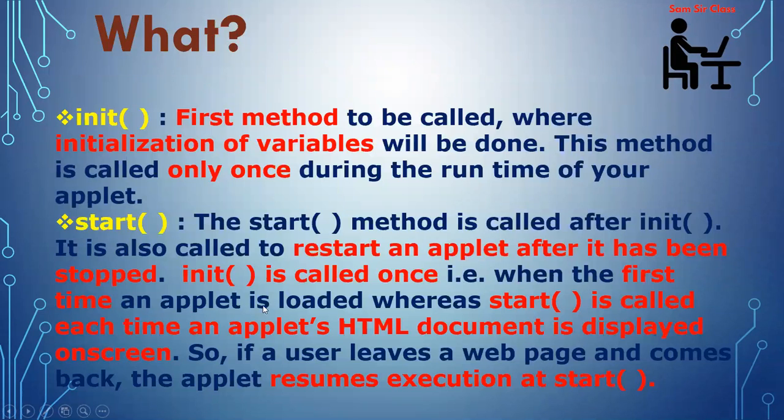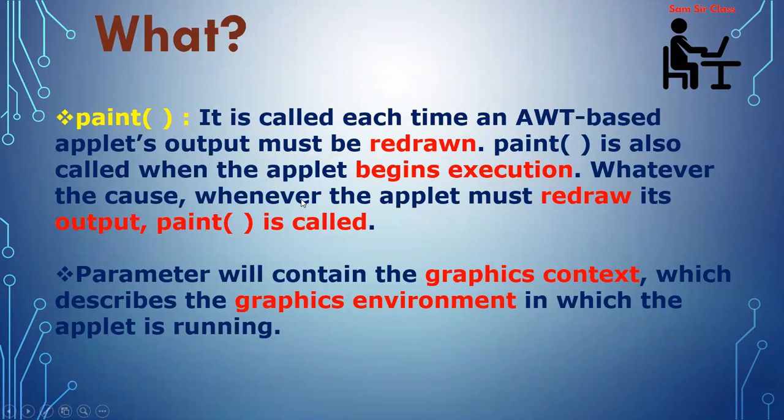The init method is called only once, when the applet is loaded the first time, whereas the start method is called each time an applet's HTML document is displayed on screen. So if a user leaves a web page and comes back, then the applet resumes execution by using the start method. Now the same for paint: it is called each time an AWT-based applet's output must be redrawn. So paint is used when the applet begins execution. Normally the paint method's parameter will contain the graphics context, which describes the graphic environment in which the applet is running.